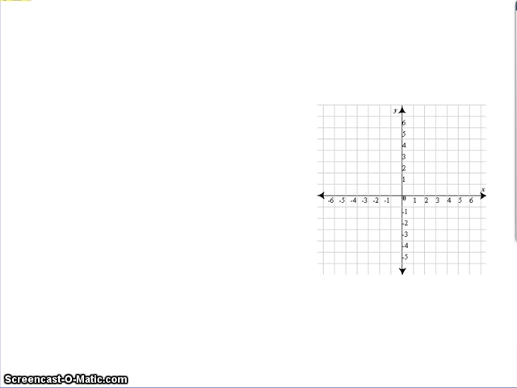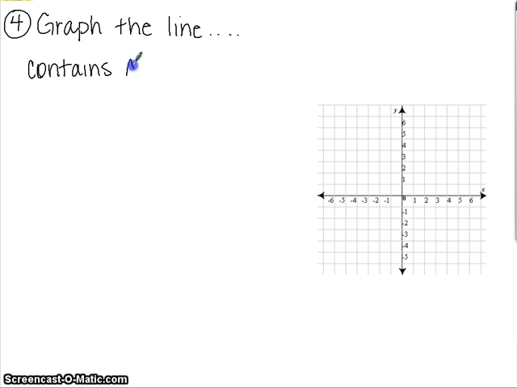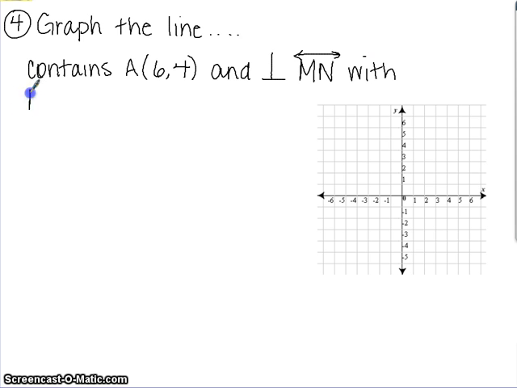Let me do one more like this. I know I'm going fast, but remember, you guys can pause this at any time. So for this one, we want to graph the line that contains point A at 6, 4 and is perpendicular to line MN, with M at 5, 0 and N at 1, 2.